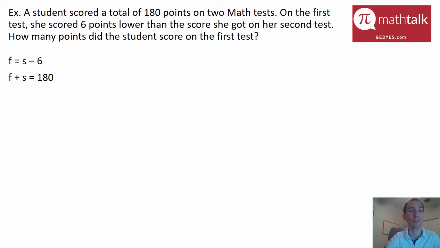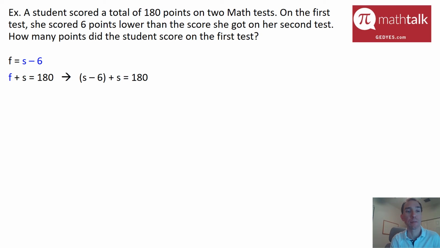So they tell us that the first test, which I'm going to say is F, was 6 points lower or less than the second test, which is S for second test, minus 6. All right, that's good to know. And then the total between the two, F plus S, is 180 total points. So again, we have a situation where they give us one of the variables in terms of the other. So since F is equal to S minus 6, I can substitute S minus 6 in for F in the second equation, and then I get just one equation with one variable that I can solve for. All right, so let's do that.